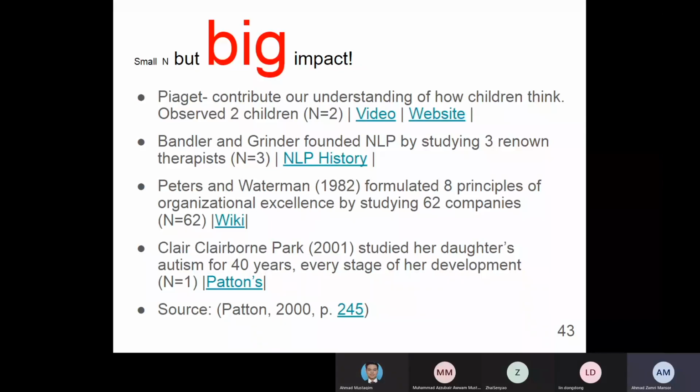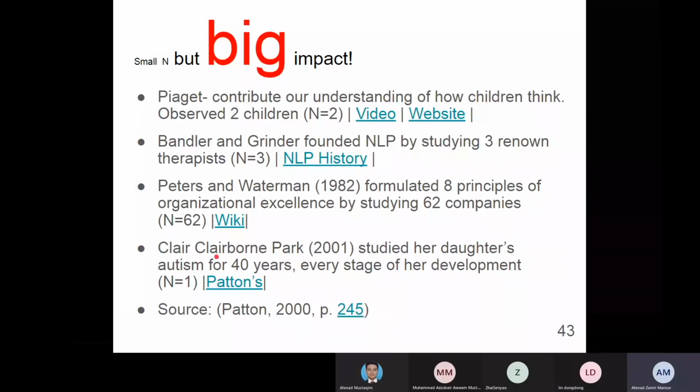First is Piaget, who contributed to our understanding of how children think. The observation was only on 2 children, so the n is 2. If you get this slide, you can click in here for some information. This is a video and this one is a website, so you can read more about Piaget. Bandler and Grinder founded NLP, neuro-linguistic programming, by studying 3 therapists. The n is only 3. Peters and Waterman formulated 8 principles of organizational excellence by studying 62 companies. Only 62, but the writing is so popular. Almost everyone cites the example from Peters and Waterman.